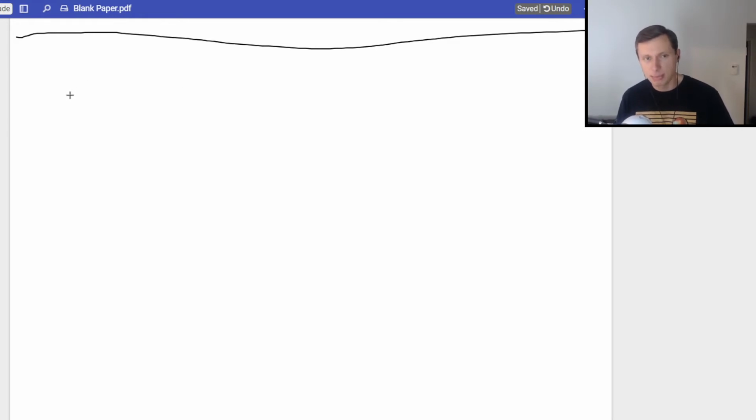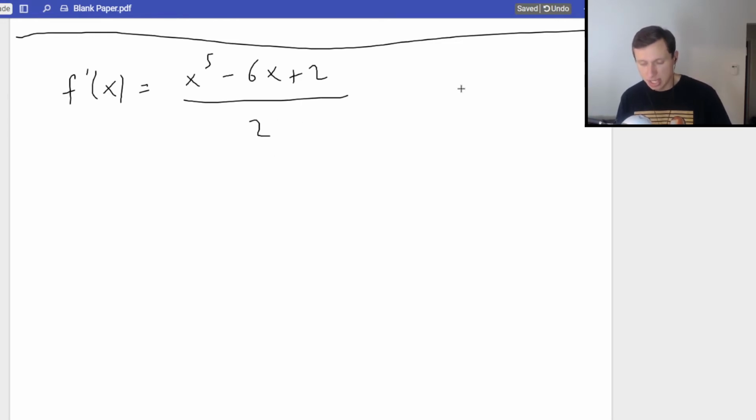Let's say this problem. I have f prime of x, I'm going to give you the derivative, is equal to x to the fifth minus 6x plus 2, all divided by 2. Then I'm also going to give you the point f of negative 1 equals 4. Notice this is not the derivative, this is the original function. And what I want you to do is find what f of x is equal to for this function.